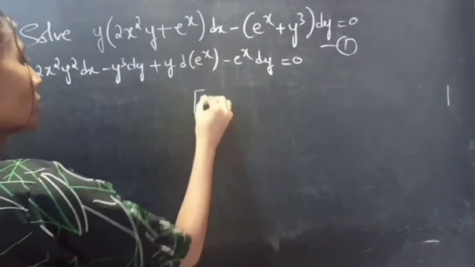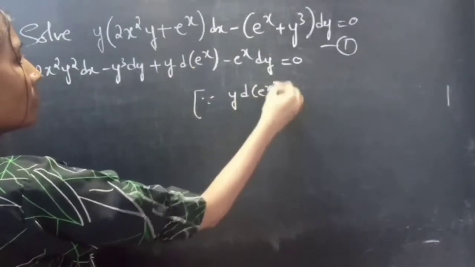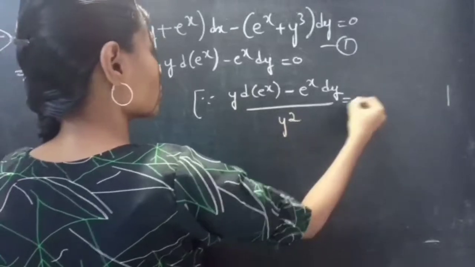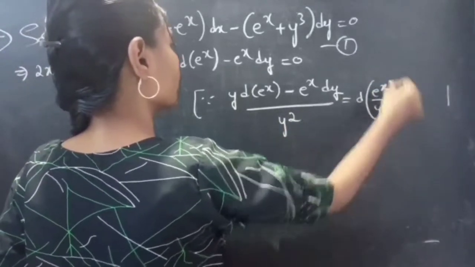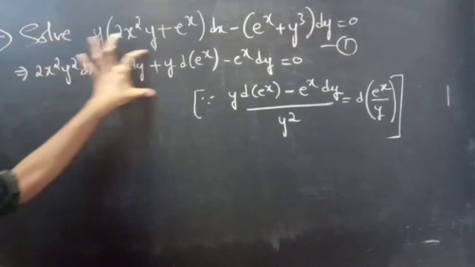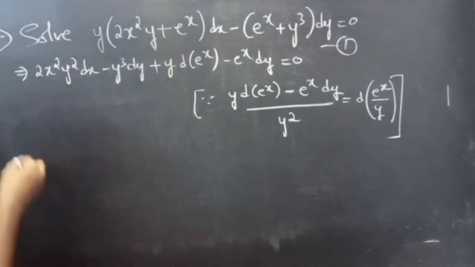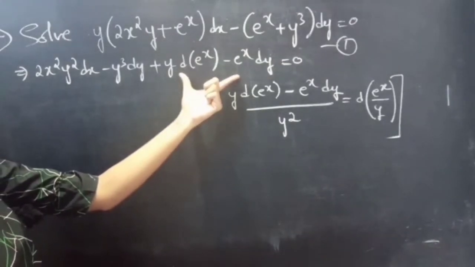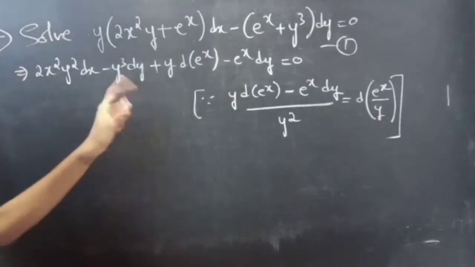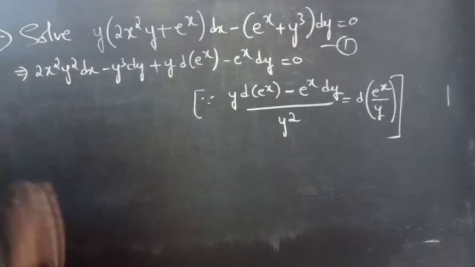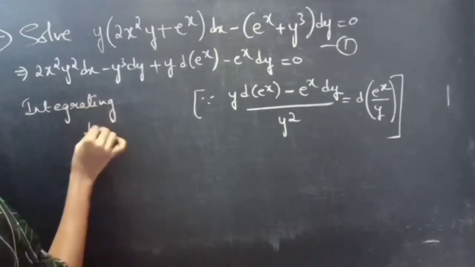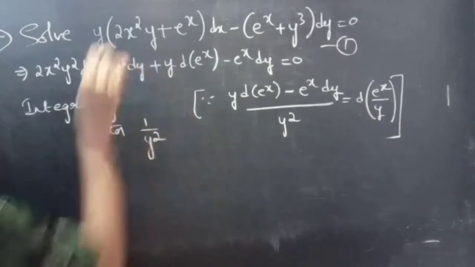We know that y into d(e^x) minus e^x into dy, divided by y², equals d(e^x/y). Okay. So if we divide the whole equation by y², we'll get y d(e^x) minus e^x dy by y², which can be replaced by d(e^x/y). And also here y² gets cancelled and here also y² gets cancelled. So here the suitable integrating factor is 1 by y².